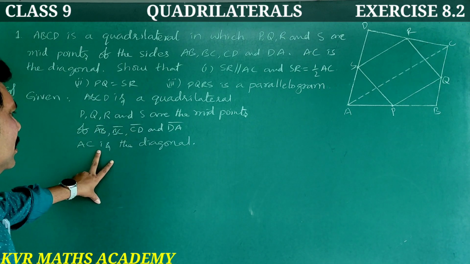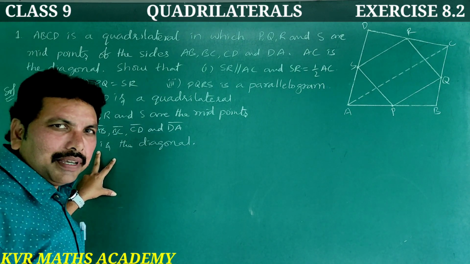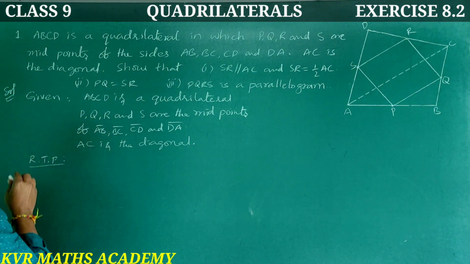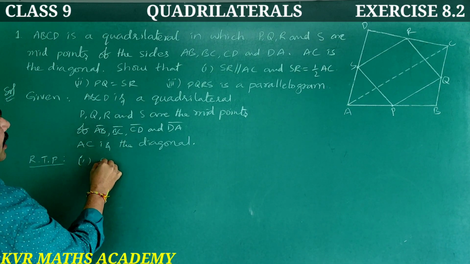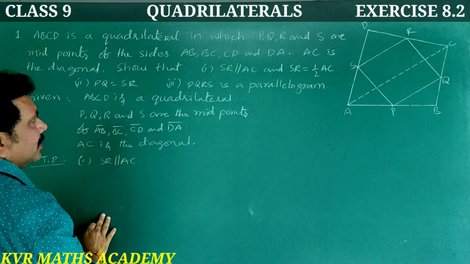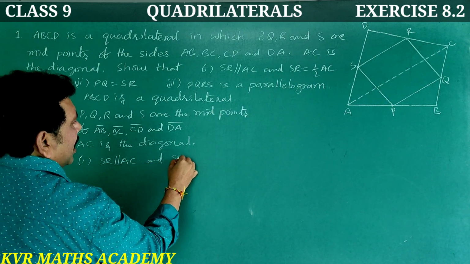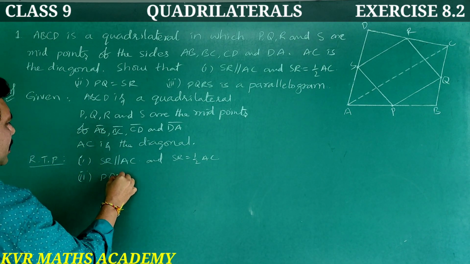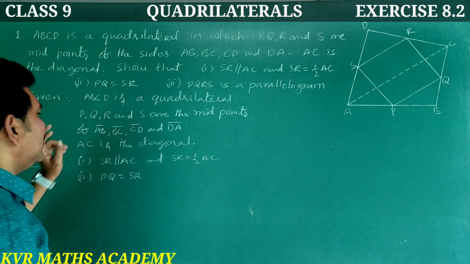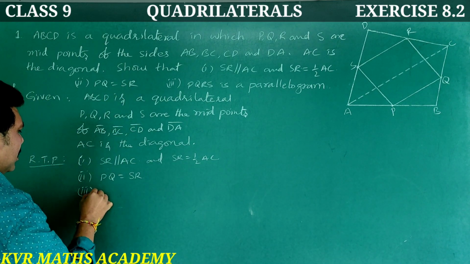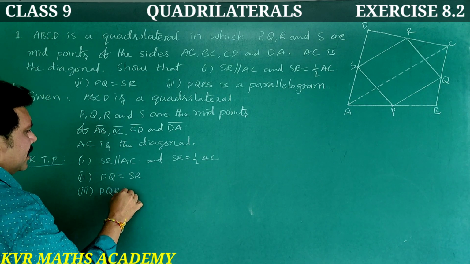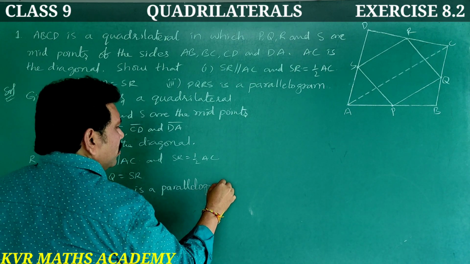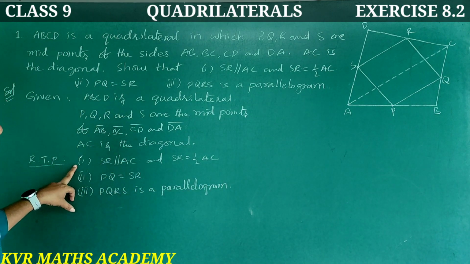Next, what we have to prove, which means RTP, required to prove. Em prove cheyali manam? First one, SR is parallel to AC and SR is equal to half AC. Idi prove cheyali. Second one vachi PQ is equal to SR, prove cheyali. And third one vachi PQRS is a parallelogram, ani idi kuda prove cheyali manam. So this is RTP.